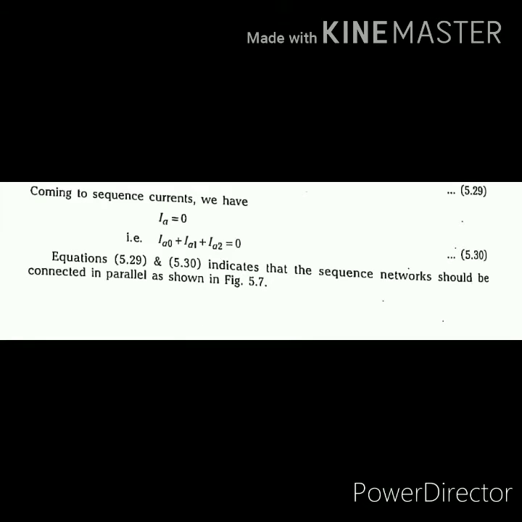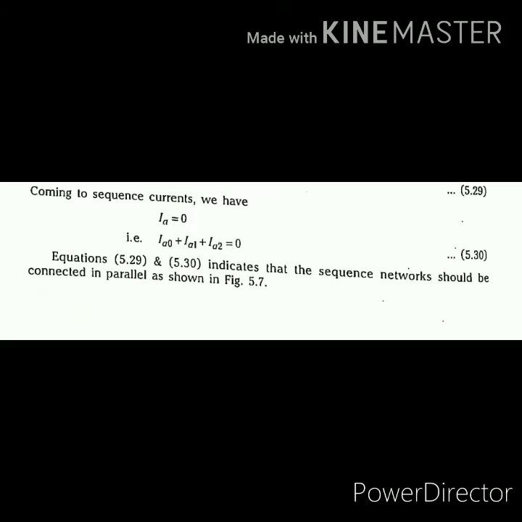From these you can observe that VA naught is equal to VA1 is equal to VA2. Now coming to the sequence current, we have the relation IA is equal to 0. We know IA is equal to IA naught plus IA1 plus IA2, but IA is equal to 0. Therefore, IA naught plus IA1 plus IA2 is equal to 0. Now according to equations 5.29 and 5.30, these two equations indicate that the sequence networks should be connected in parallel.